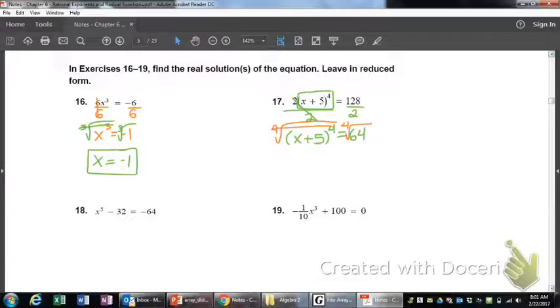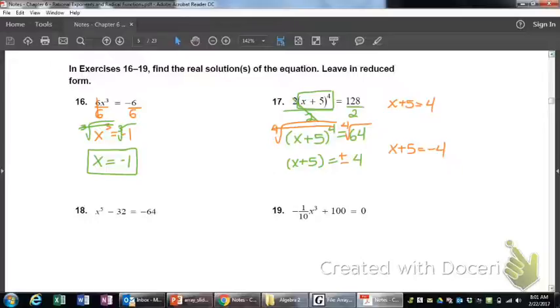So these 4's cancel each other out, and you're left with just x plus 5 over here on the left. The 4th root of 64 is 4, and anytime you take an even root, you need a plus or minus. Do not forget that. So what that's going to look like is you now have x plus 5 equals positive 4 and x plus 5 equals negative 4. You're going to get two different solutions.